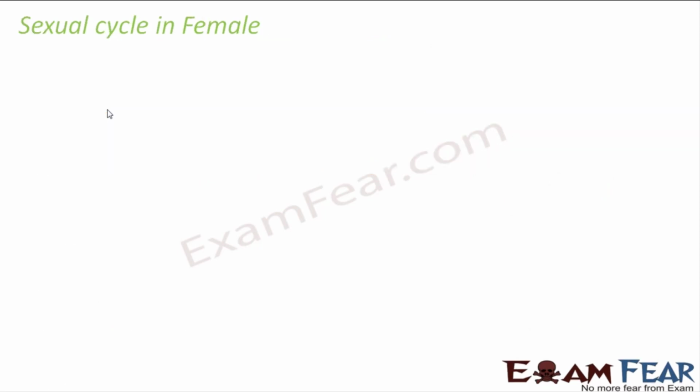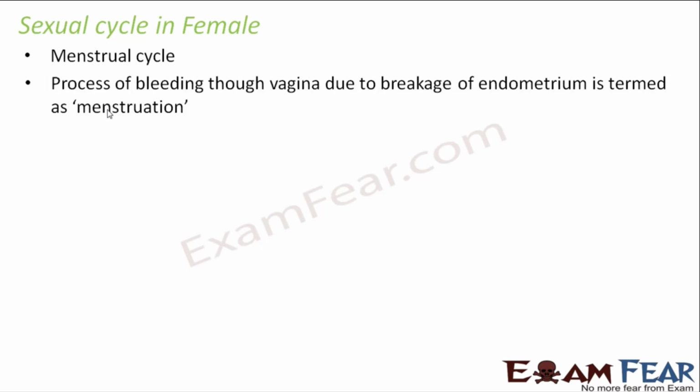So let us now talk about the sexual cycle in females. The sexual cycle in females is nothing but the menstrual cycle which happens every month, approximately at an interval of some 28 days. So once a month every female undergoes this menstrual cycle, wherein there is bleeding from her vagina for some 3 to 5 days. So it is the process of bleeding through the vagina due to breakage of the endometrium. This process is known as menstruation.